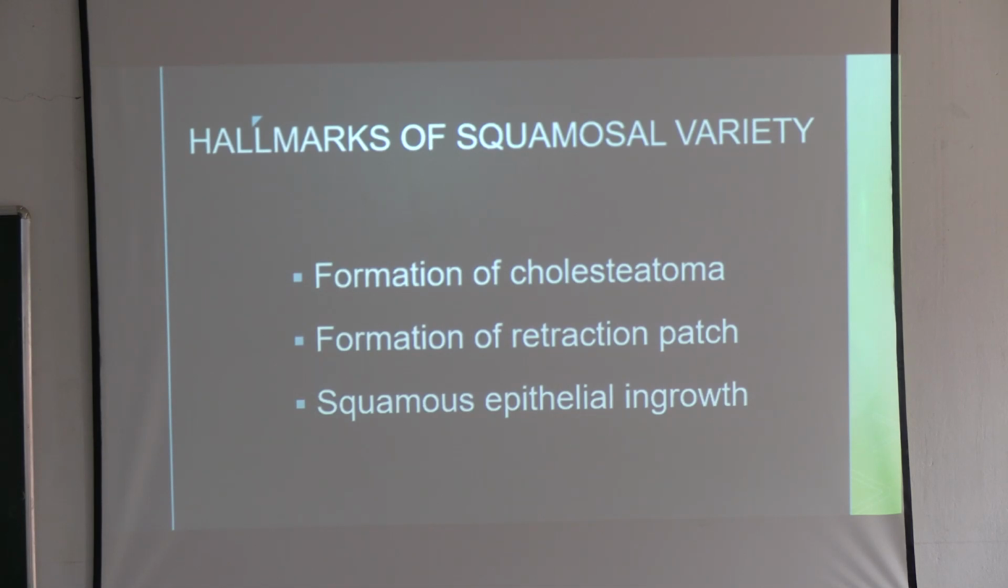What are the hallmarks of the squamosal variety of COM? Formation of cholesteatoma, formation of retraction pocket, squamous epithelial ingrowth. These are the 3 main criteria for diagnosis of cholesteatoma.